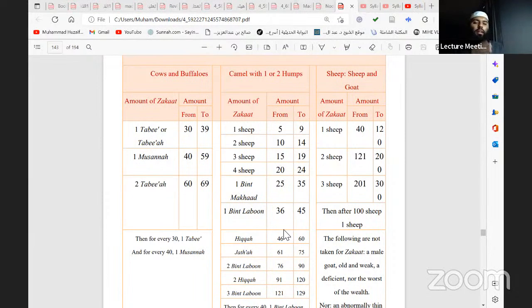So basically, for every 100 that you get, you would give 1. As you can see, 201 till 300 is 3. Then 301 till 400 will be 4. 401 till 500 will be 5. So whenever you say something 100 and, then that number would be the next 100 basically. Whenever the "and" comes, it would be given the ruling of the next one.